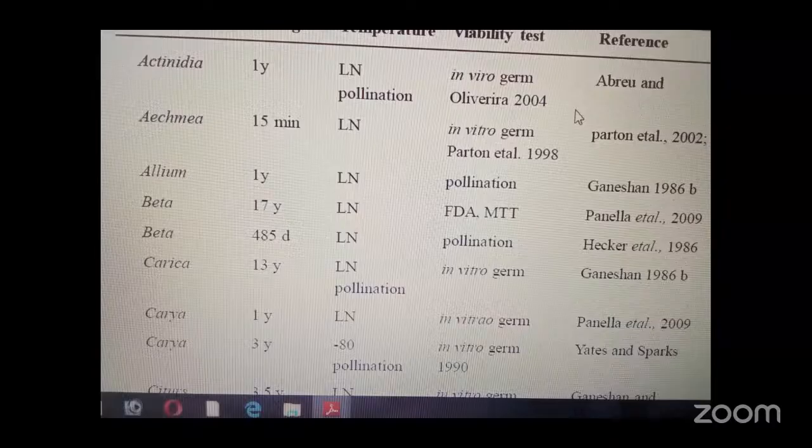And another one is the disadvantages. What are the disadvantages in pollen storage? First one is limited pollen production in some species. A very little amount of pollen grain is produced in some species. The primary limitation in the routine implementation of pollen storage within a gene bank is the difficulty in obtaining adequate quantities of pollen for many species.